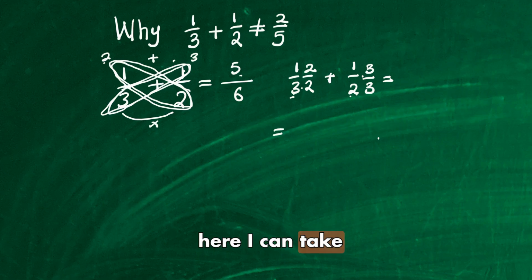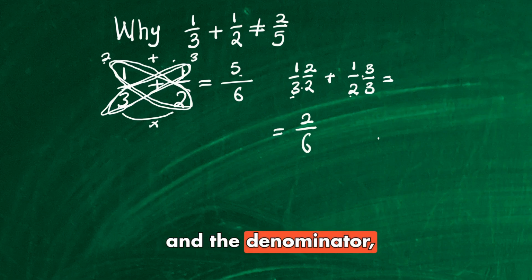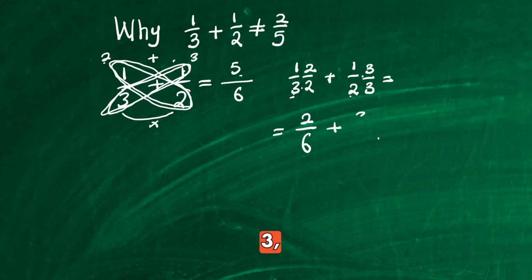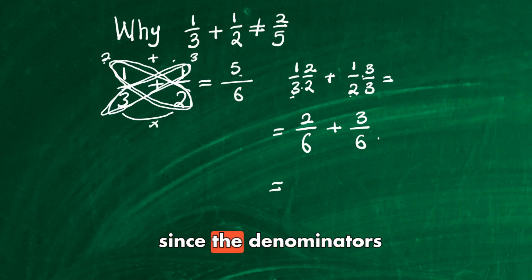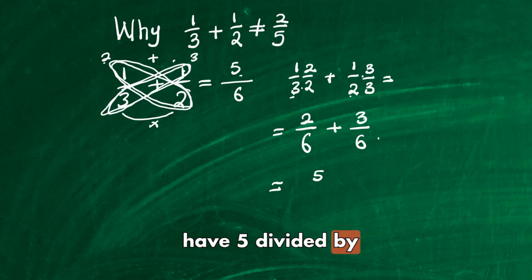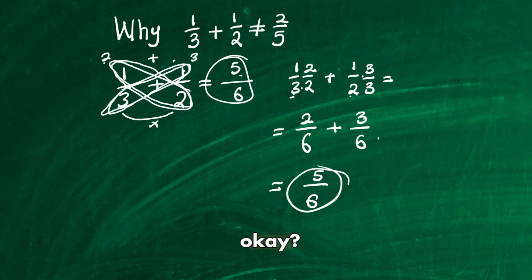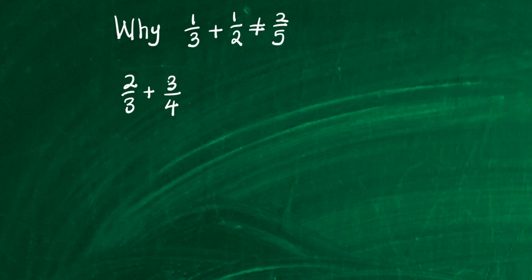So here I can take the product of the numerator, which is 2, and the denominator, I have 6 here, 3, then I have 6 here. Okay, now since the denominators are the same, we can just add the numerators. So I have 5 divided by 6. So you can see that this and this are the same. Okay, let us look at the next example.